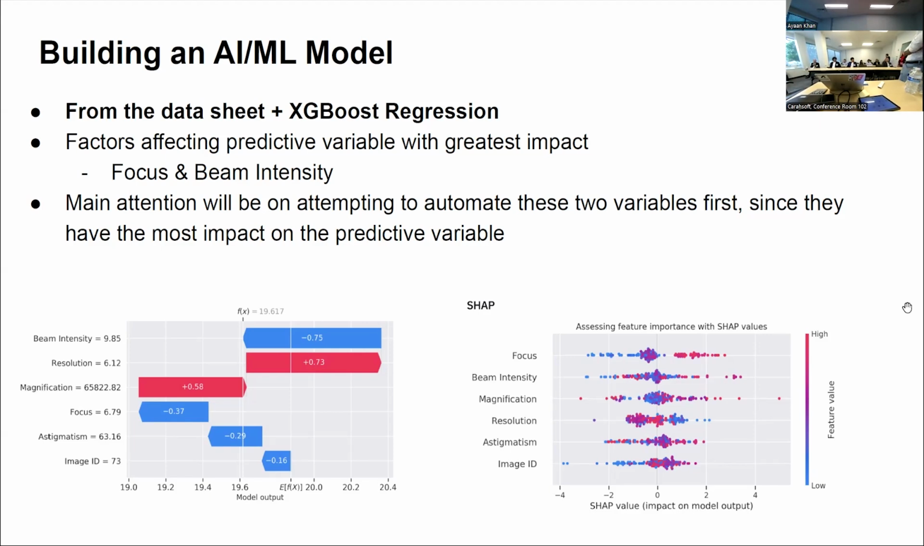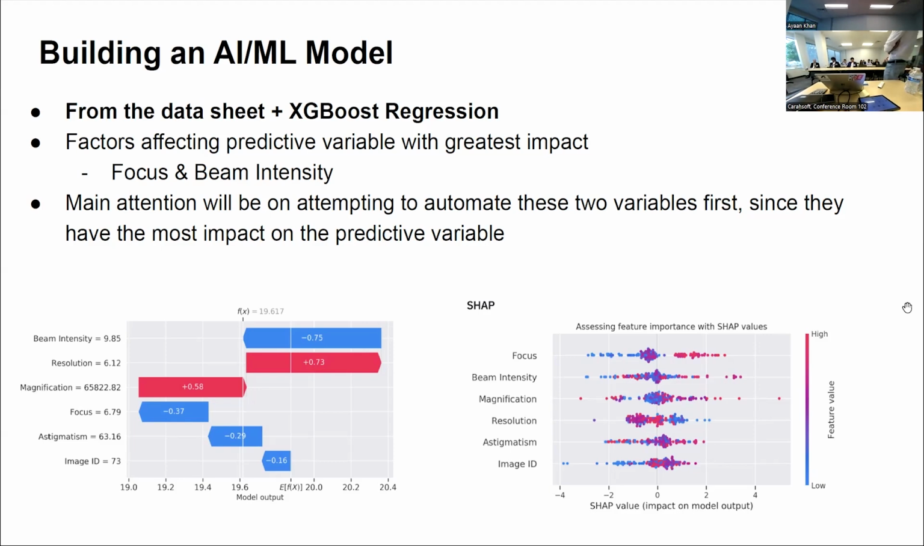With the astigmatism, there's not really a clear pattern represented. So this is the variable that we've determined has the least impact on predicting the detection time. Now, out of the 4 other variables, we decided to focus on the focus and beam intensity, trying to automate these 2 first, since they have the most impact on the detection time.